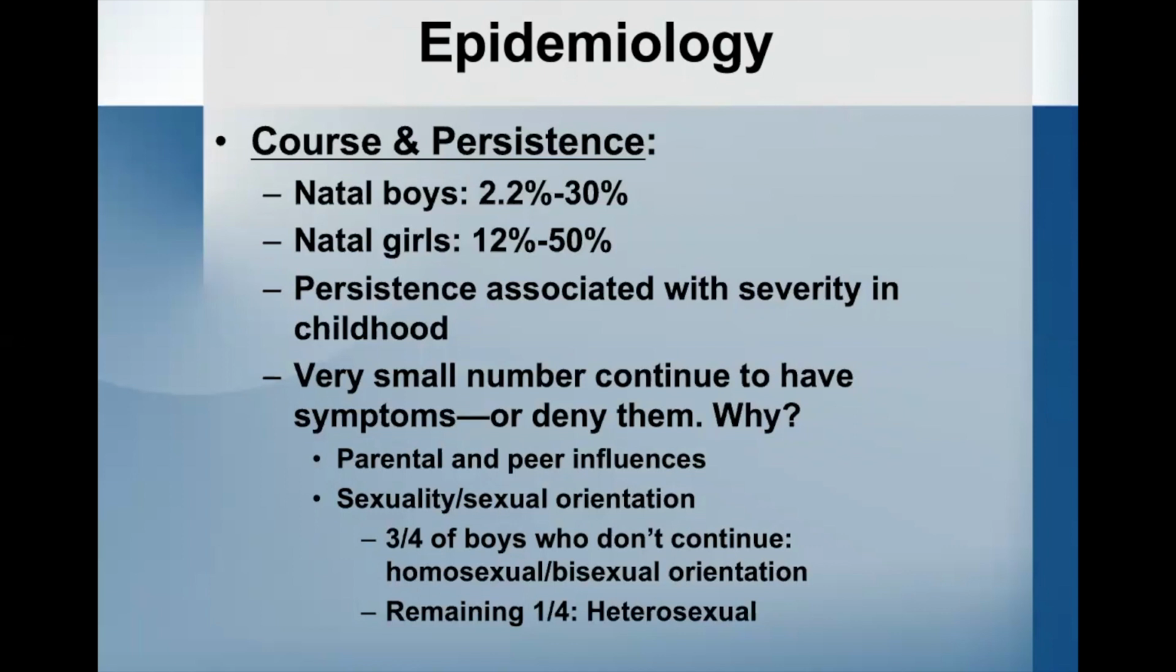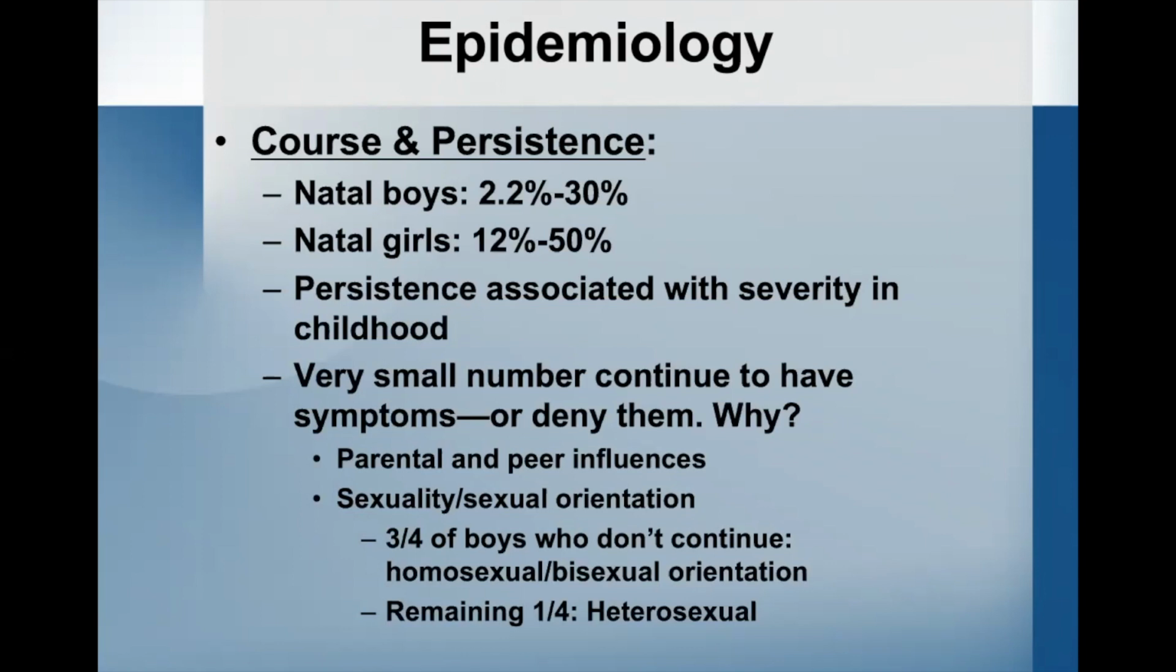Which does bring up the question of, such a very small number continue to have symptoms or they deny them. So what's going on there? Why does that seem to be happening? And we know that there are parental and peer influences. So they are receiving a lot of pressure to kind of get back into their gender box and to enact gender in a way that is consistent with their assigned sex.